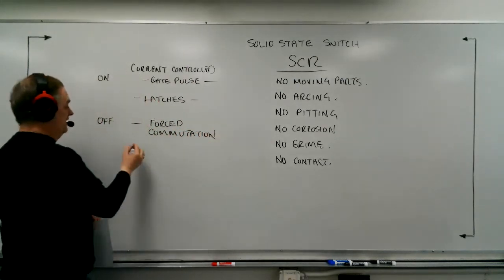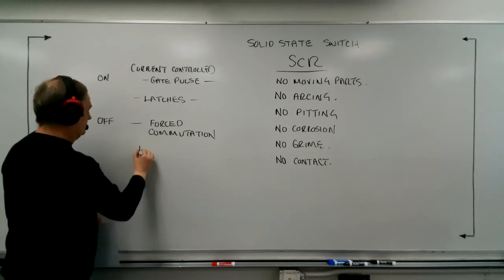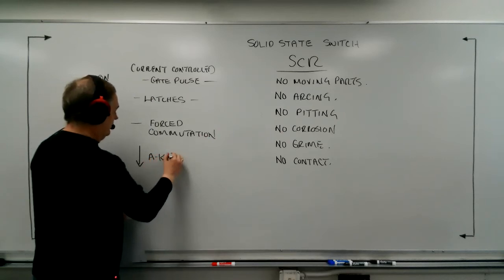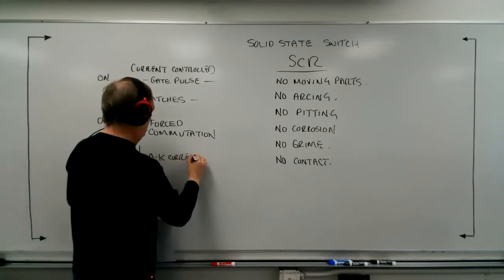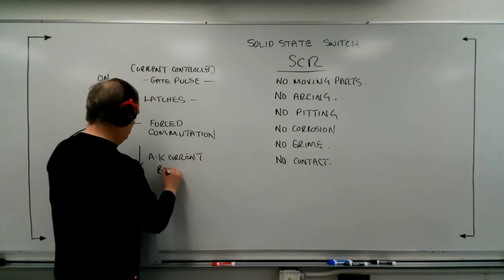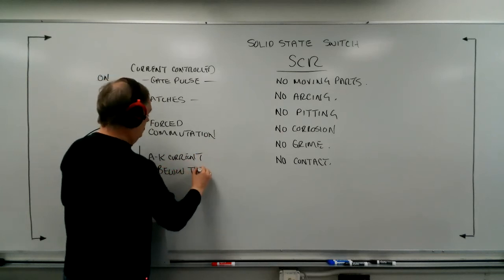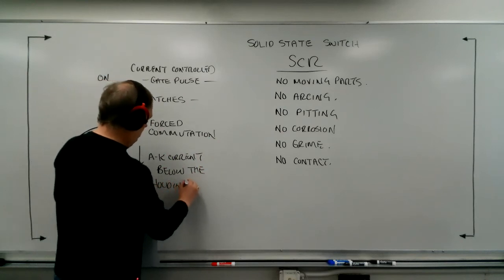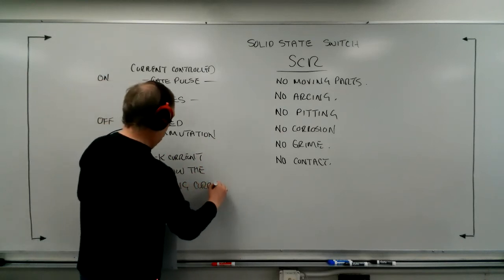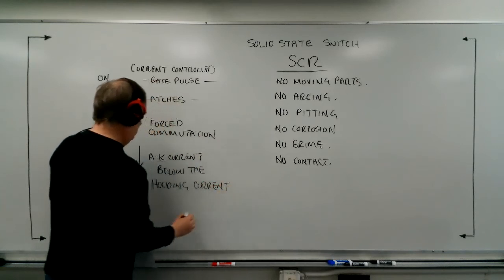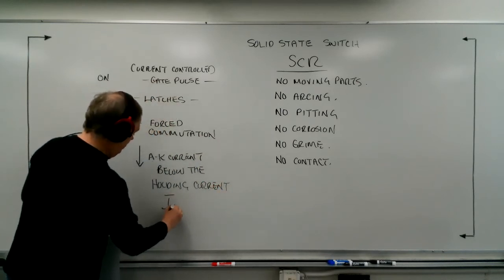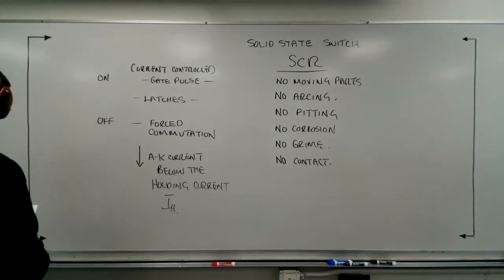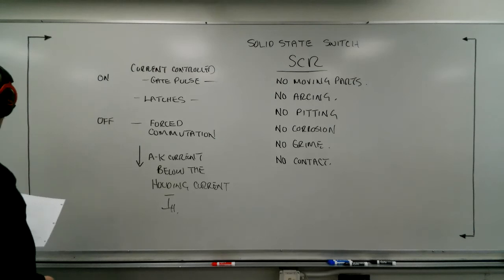And the way that we have to do that is we have to reduce the A to K current below the holding current value. Holding current value. And that's I of H, okay? So the way to shut it off is to force it to shut off by reducing the current below that level.